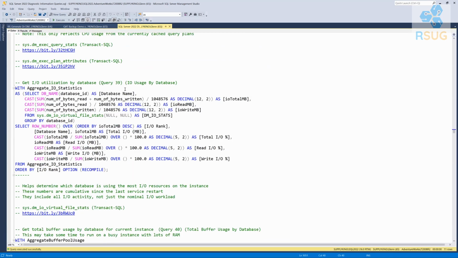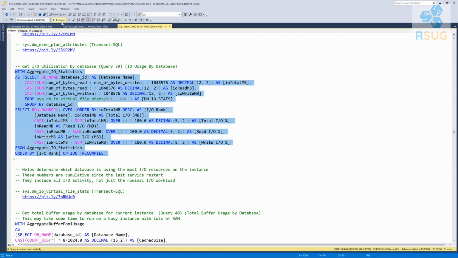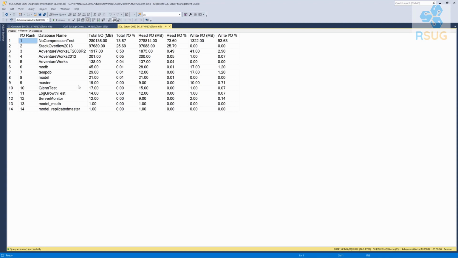And then the next one does the same thing for IO utilization. It shows you which databases are using the most IO for reads or total, and then for reads, and then for writes. And this is going to be skewed by the size of the database because this includes backups. So if you've got a really big data warehouse database that's not seeing that much IO, but it's just huge, it might be at the top here.